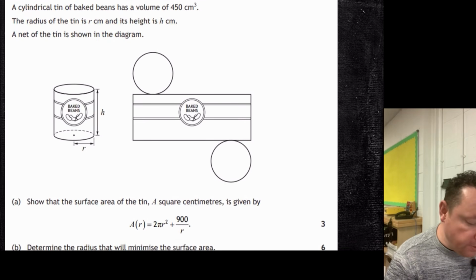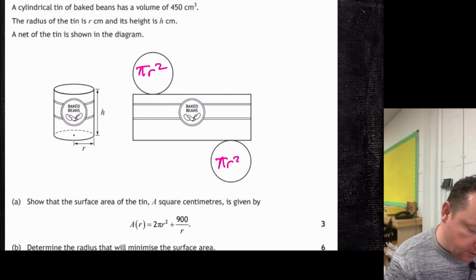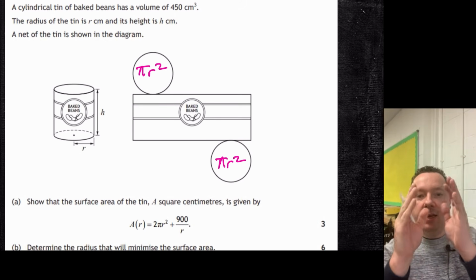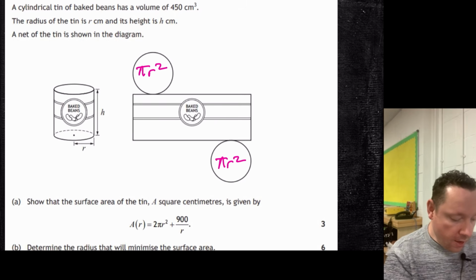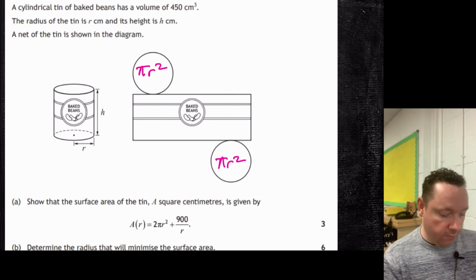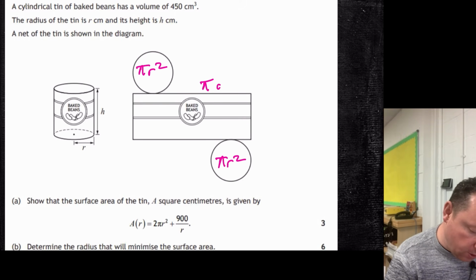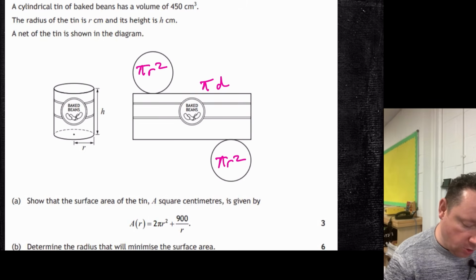So for the surface area, we can use the net. We're going to have pi r squared for this circle, pi r squared for this circle. Now imagine you've got a tin and it's been unfolded. The whole length of this will just be pi times the diameter, the circumference of the tin. So we can take a note of that. That's going to be pi times diameter. And then the other side is just going to be the height of the tin.